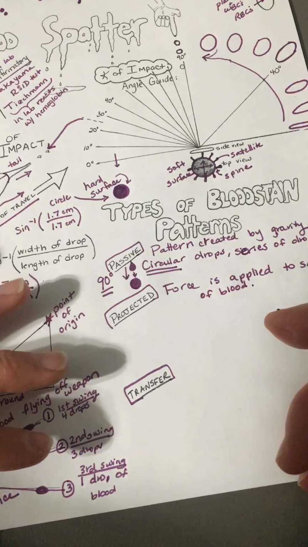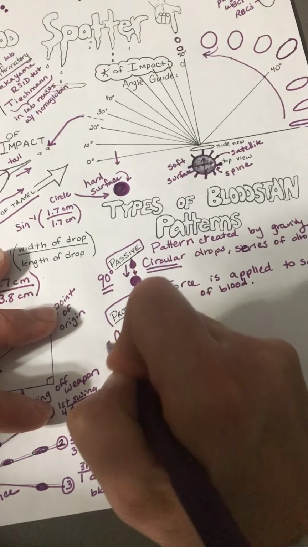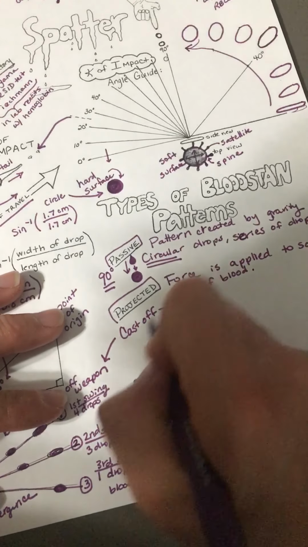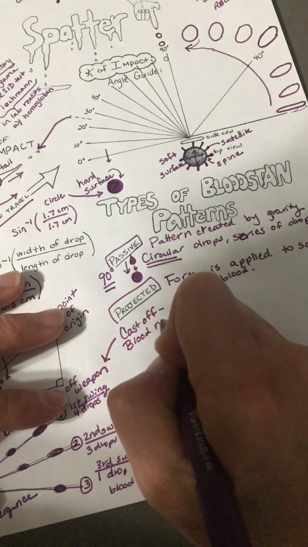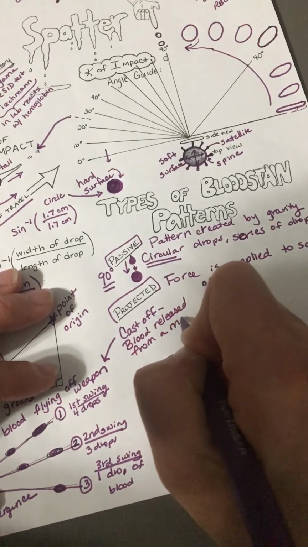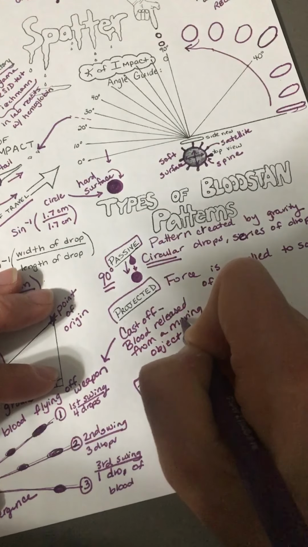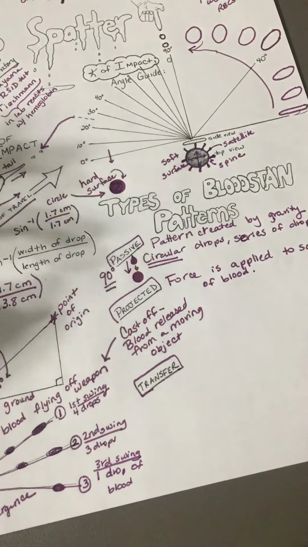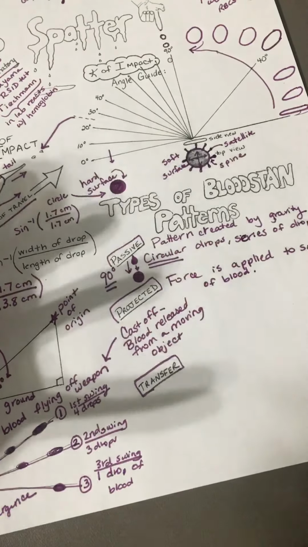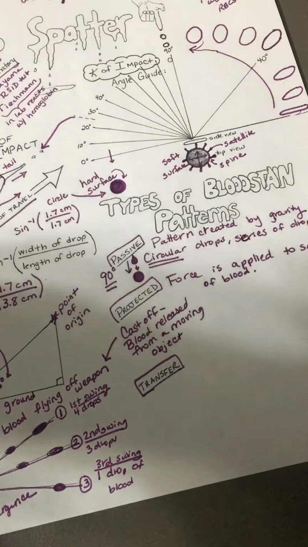All right, and what we get is a few different things. We can get cast off, like down here, where we get blood released from a moving object. So cast off would be blood released from a moving object, like a knife, like a hammer, whatever weapon could be used that makes somebody bleed. Then the weapon has blood on it, and when the weapon is used again, the blood is actually thrown off it or released off of it.